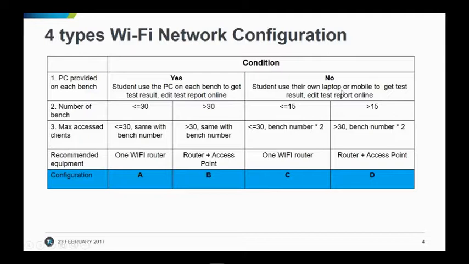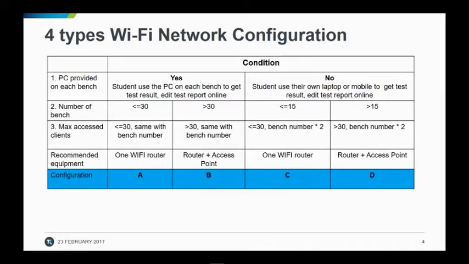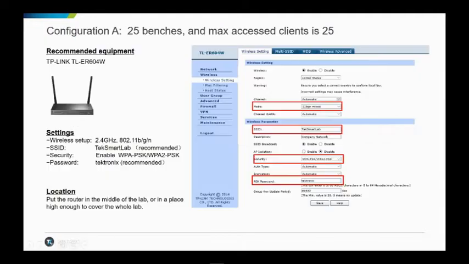Configuration D as an example. A PC is not provided on each bench, which means students will use their own laptop or mobile to access the TekSmartLab network. The number of benches is more than 10. In this condition, the maximum access clients required for the network should be more than 30, so the recommended equipment would be router plus access points. Let's see a little more detail for these 4 different configurations.